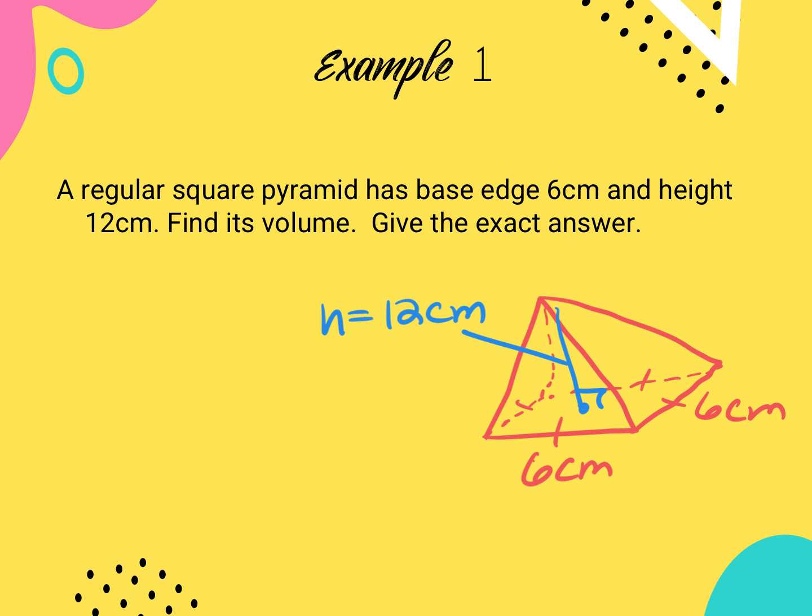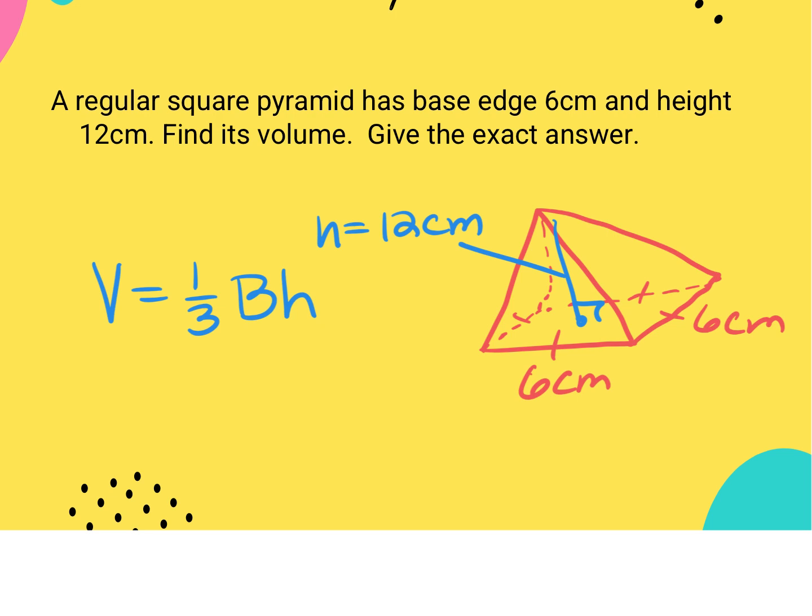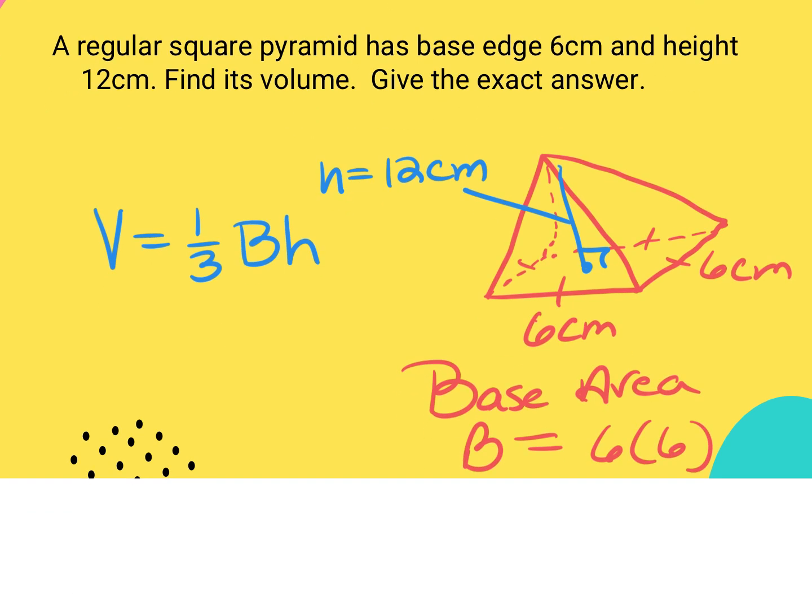So I'm going to go ahead and plug in my information into my formula. So officially, it's 1/3 area of the base times the height. So my base shape is a square. So if they had asked you to calculate the base area ahead of time, that's what the capital B is. You would be doing 6 times 6, and the base area is 36 centimeters squared.